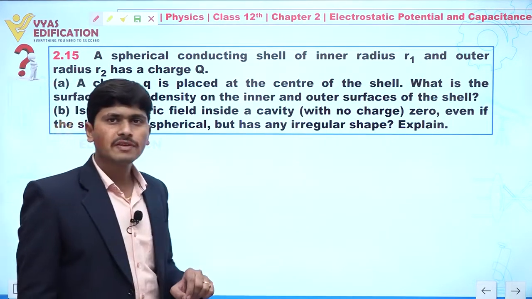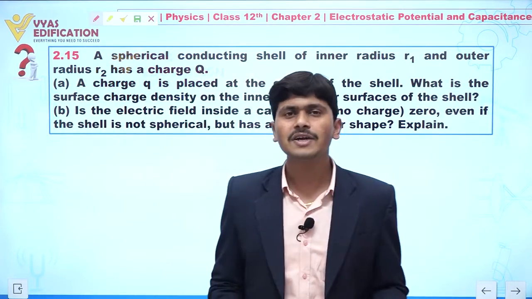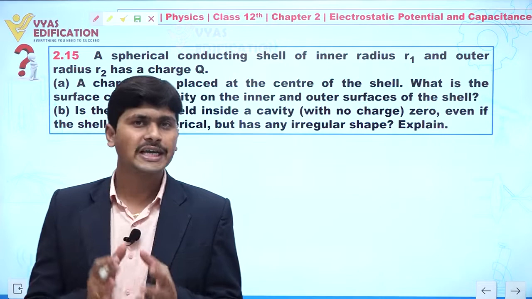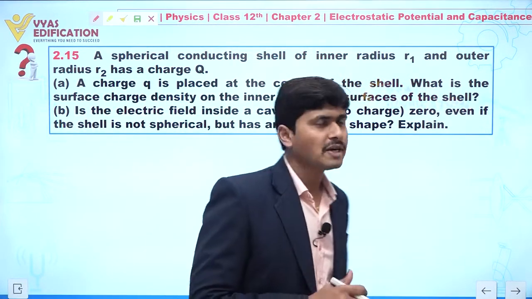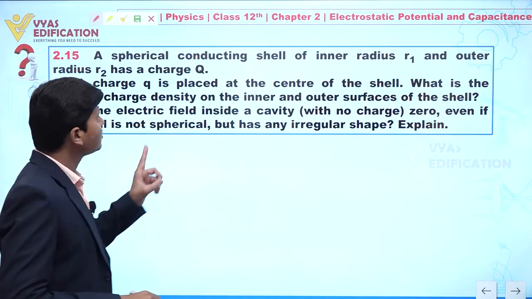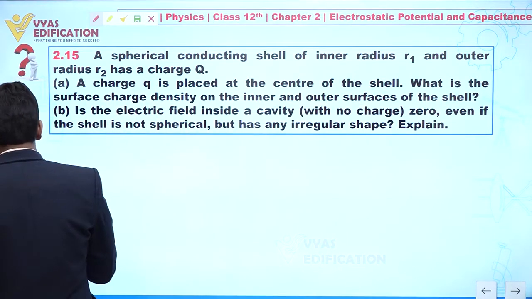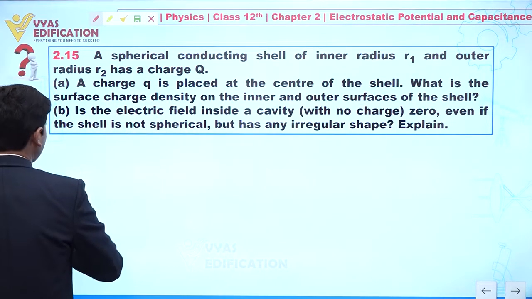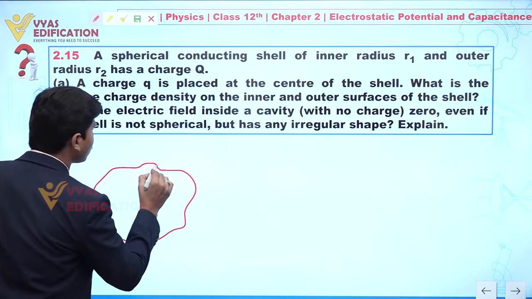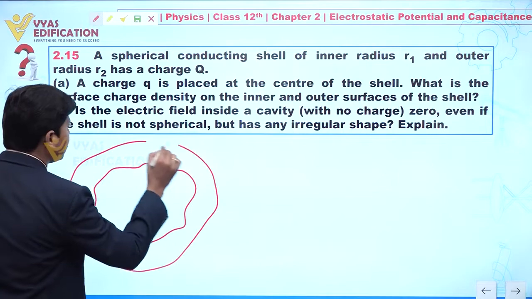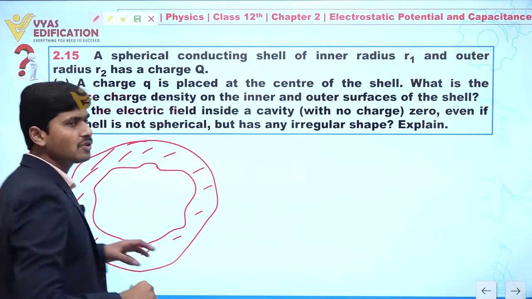In this part it is given: is the electric field inside a cavity 0? Yes, definitely, because whenever there is no charge present in a cavity, the electric field is 0. So this is correct, even if the shell is not spherical but has any irregular shape. Now listen carefully. We already calculated that electric field is 0. Let's suppose we have an irregular shape like this, and now we have to find whether the electric field is also 0 this time.